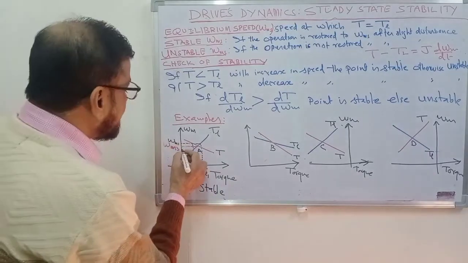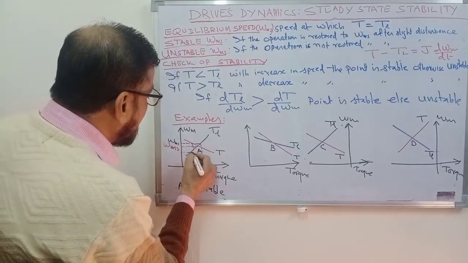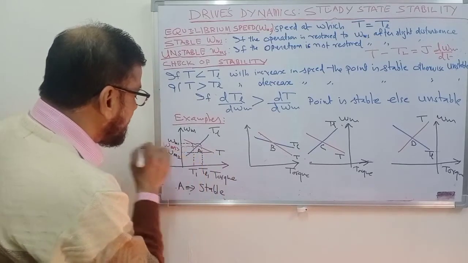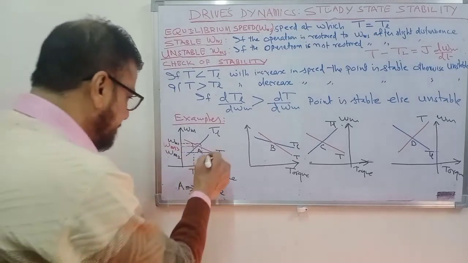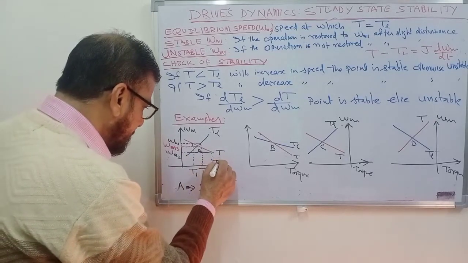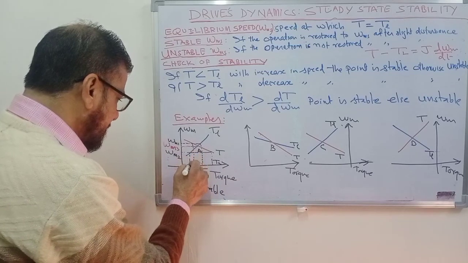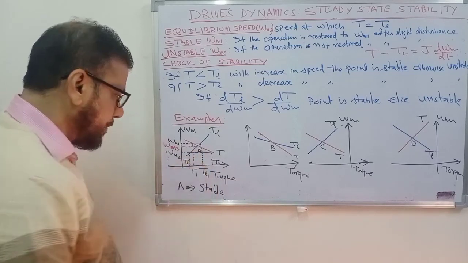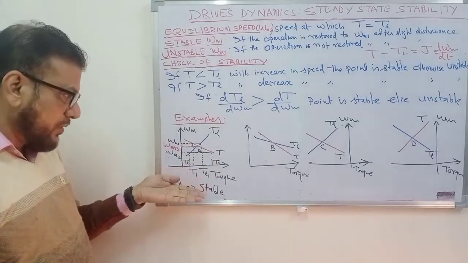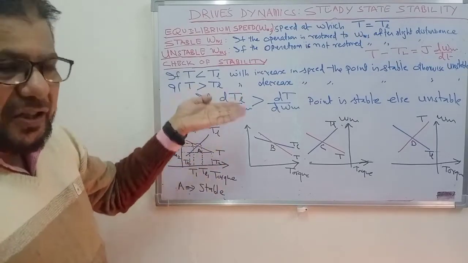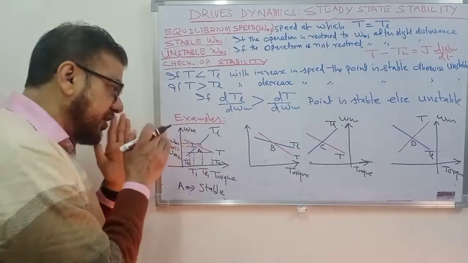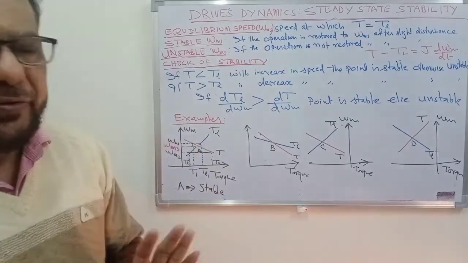Suppose the speed decreases. For example, let us assume that the motor speed has decreased to a value, say omega m2. What will happen? The motor torque will change to T2. The load torque will change to TL2. So with the decrease in speed, motor torque becomes more than the load torque. Motor will accelerate, speed will increase again, and the operating point A will be restored. So you can say that this operating point is a stable operating point.